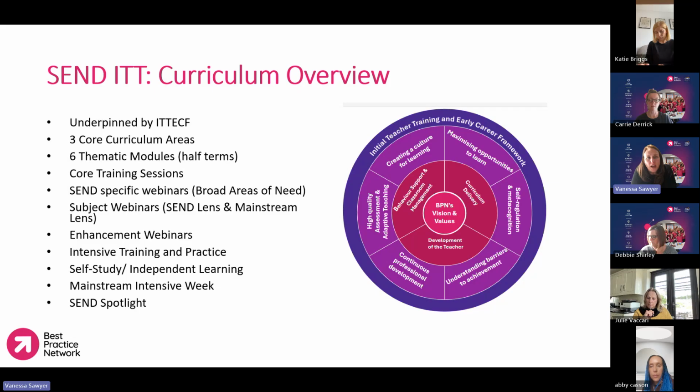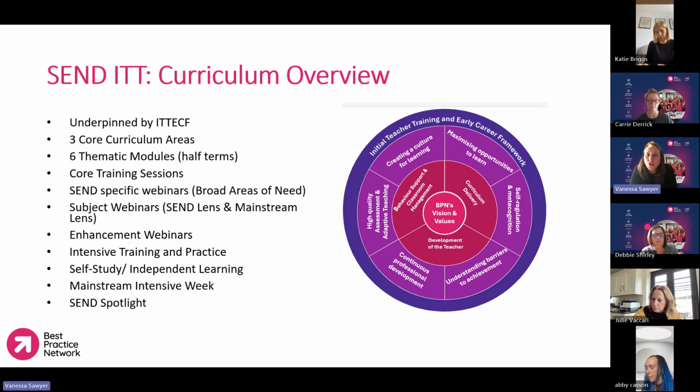We have tried to look for time for self-study or independent learning, although it's obviously quite a tight timetable. So there are some elements of that you will be able to see when you look at the overview of the year. We'll talk some more about the mainstream intensive week.